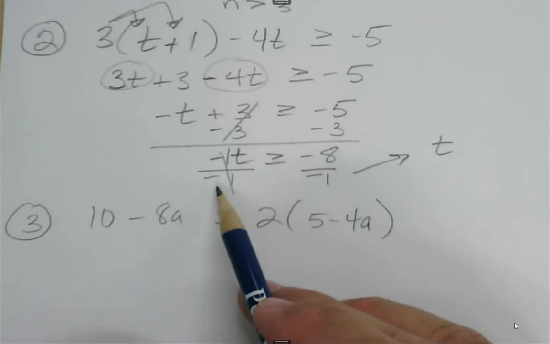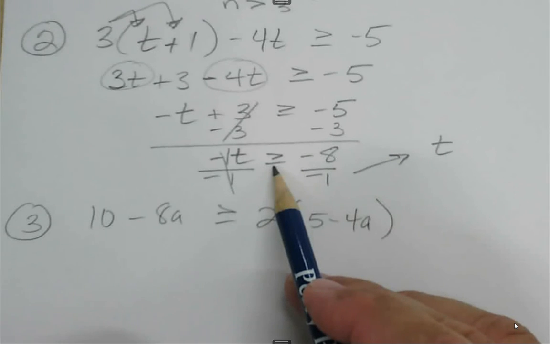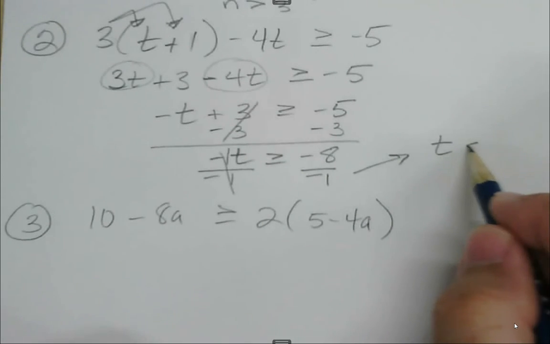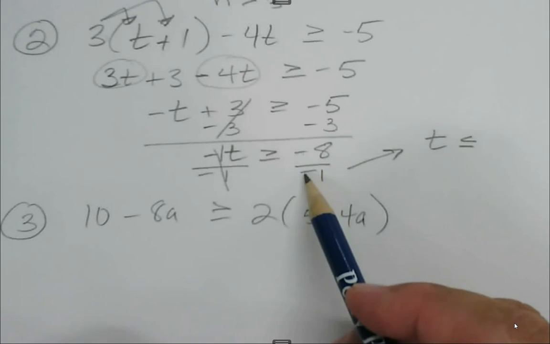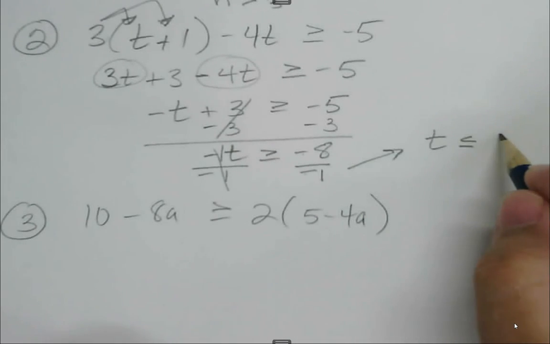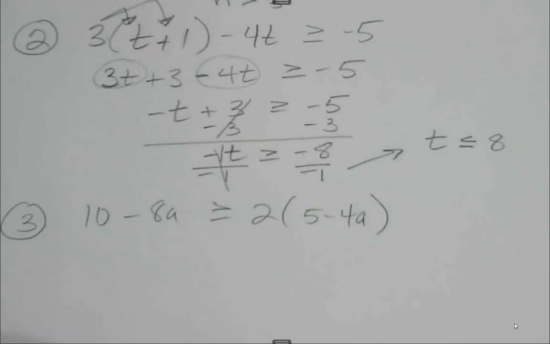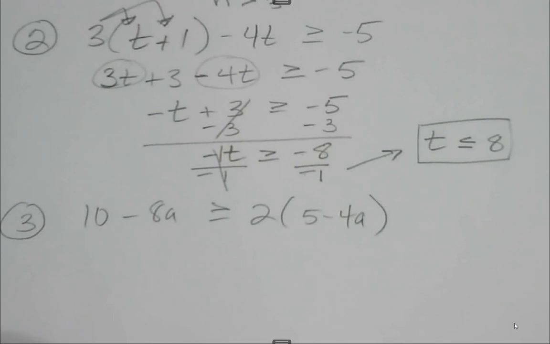Now, what is our rule of inequalities? If we multiply or divide by a negative value, then we have to reverse our inequality sign. So instead of greater than or equal to, I'm going to have less than or equal to, and then I can finish the work right here. I've got a negative divided by a negative. That's going to be positive. And then I've got 8 divided by 1, which is 8. So t is less than or equal to 8 would be my final answer for that particular question.